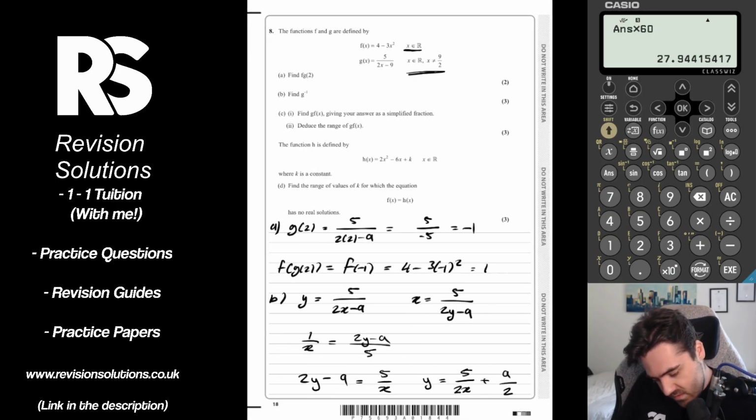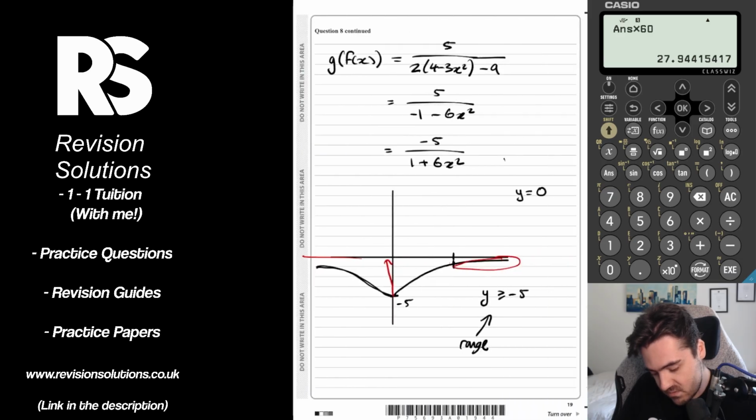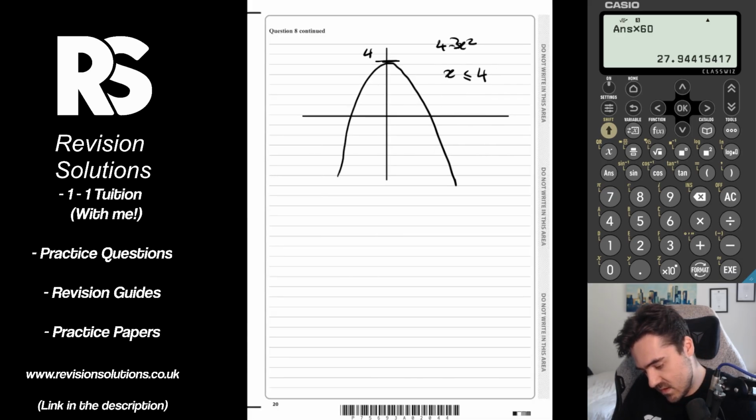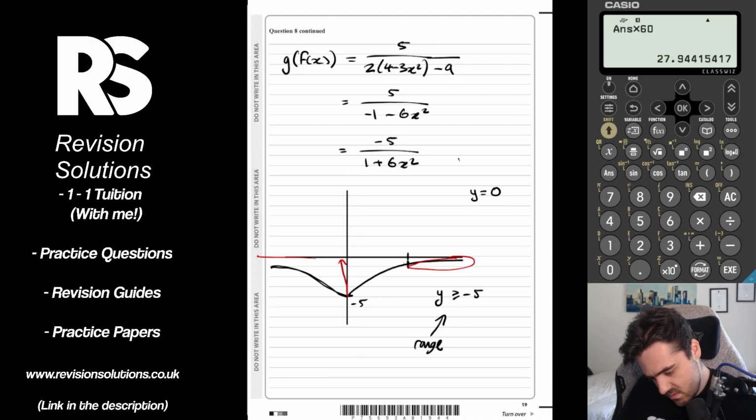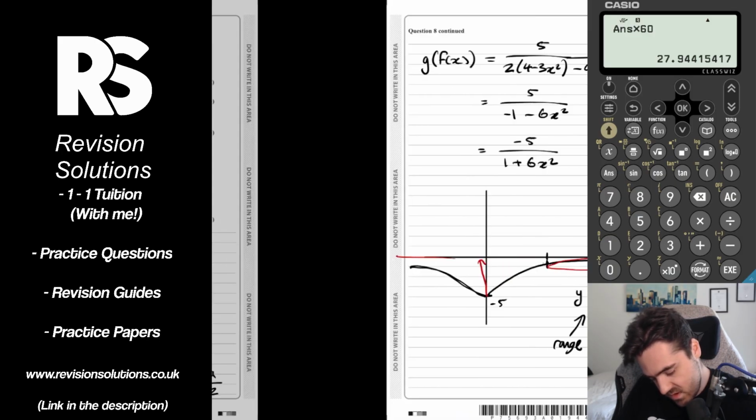Then going back for the last bit, it says the function h is defined by h of x equals this other quadratic where k is a constant. Find the range of values of k for which f of x equals h of x has no real solution, so they don't intersect. So if we want to think about the solutions, let's just actually write the equation out. So if we go back here, this was part, was it part D? Sorry. Yes, part D.